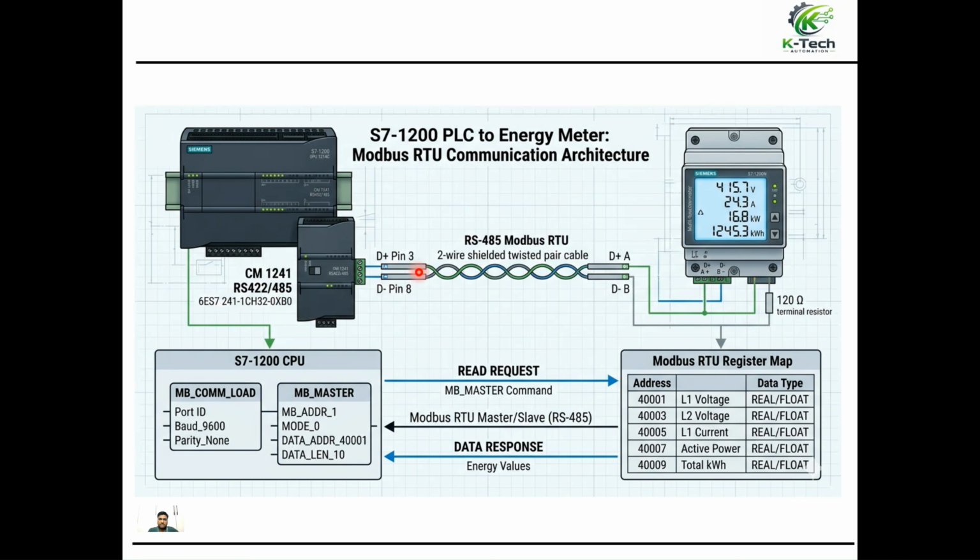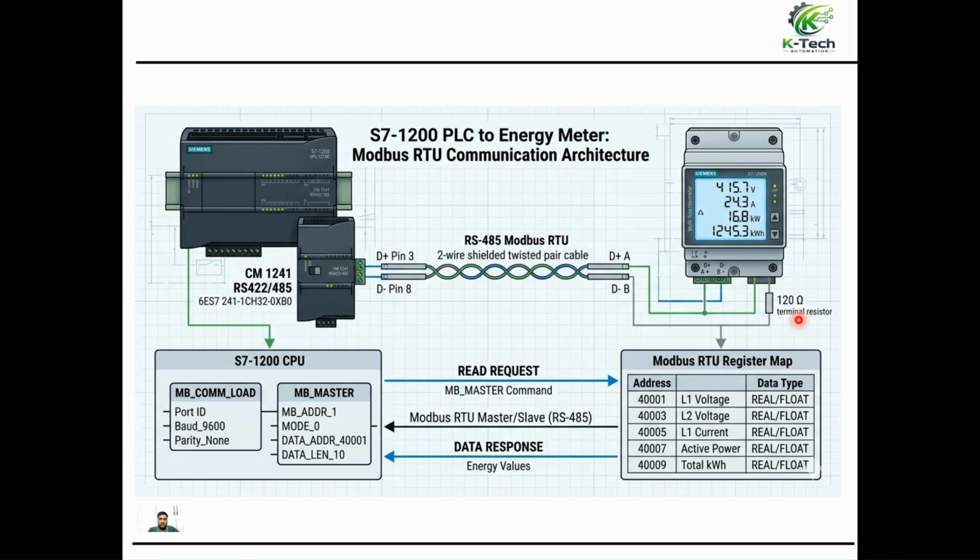D plus is pin number 3 and pin number 8. Pin number 3 is positive and pin number 8 is negative, so this is for A and this is for B. Remember, your cable should be a twisted pair and shielded cable, and do not forget to use a 120 ohm terminating resistor. If you have more devices, keep it at the end of the node address.